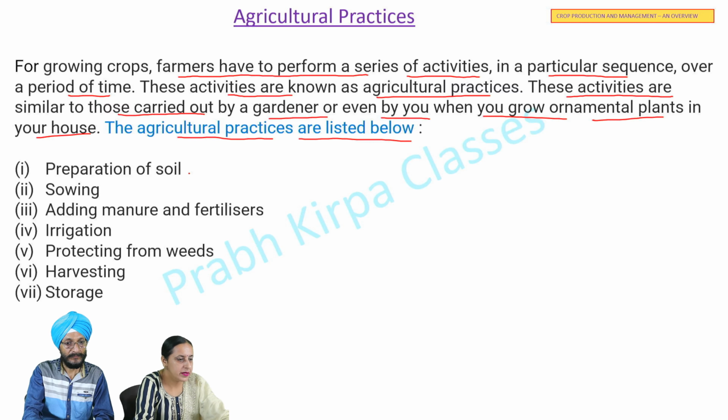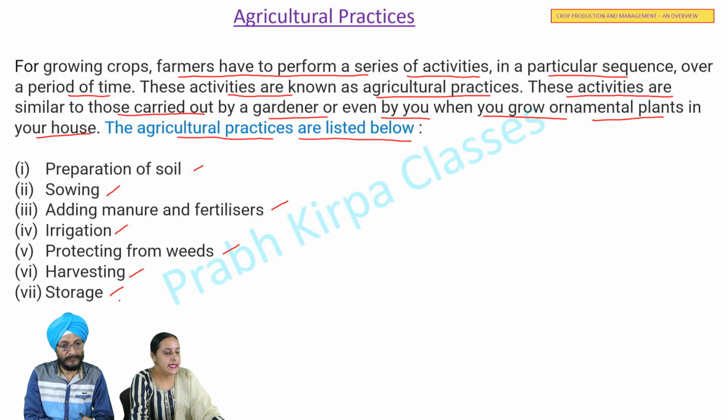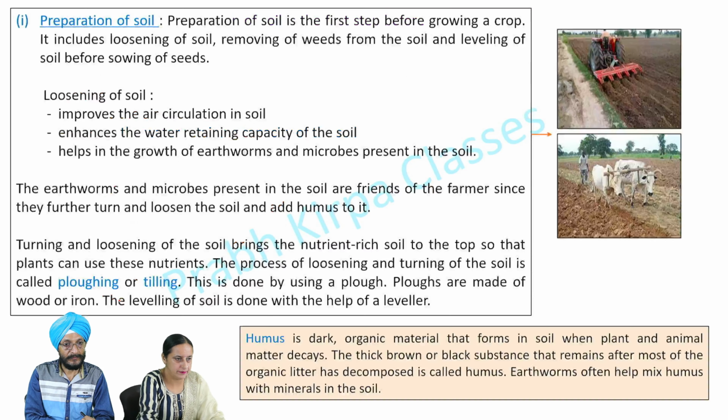Number 1, preparation of soil. Number 2, sowing. Third, adding manure and fertilizers. Fourth, irrigation. Fifth, protecting from weeds. Sixth, harvesting. Seventh, storage. Now, we will discuss each of these agricultural activities one by one.